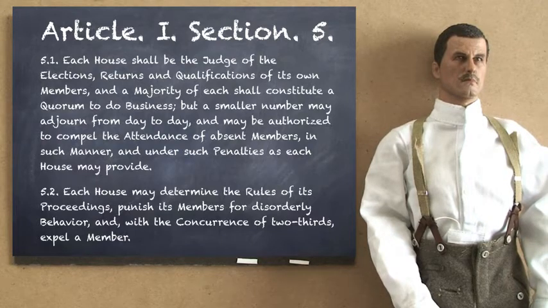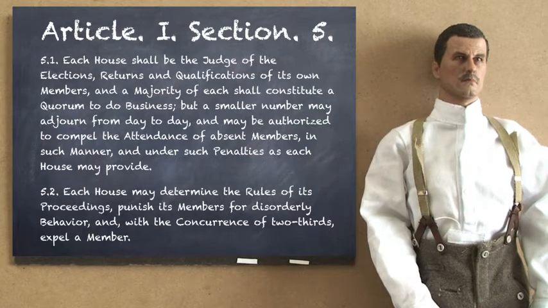Continuing on, it says, but a smaller number may adjourn from day to day and may be authorized to compel the attendance of absent members in such manner and under such penalties as each House may provide. So there you go. I think you can understand what that says.